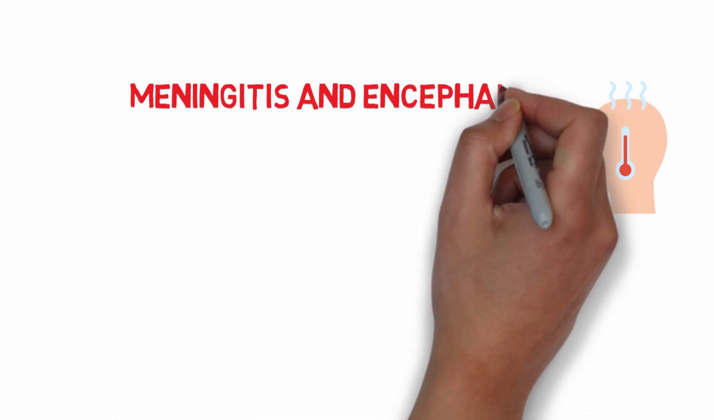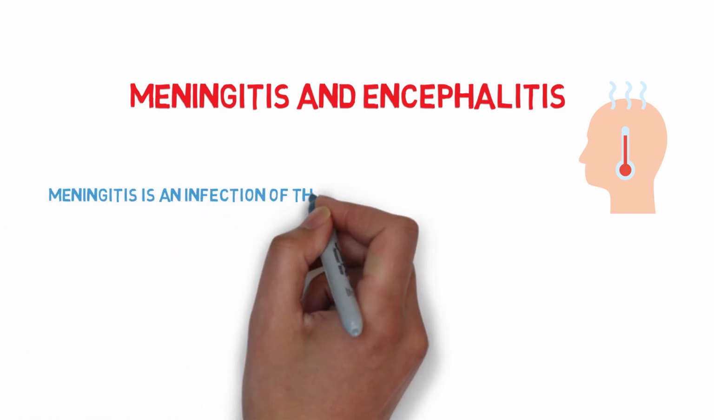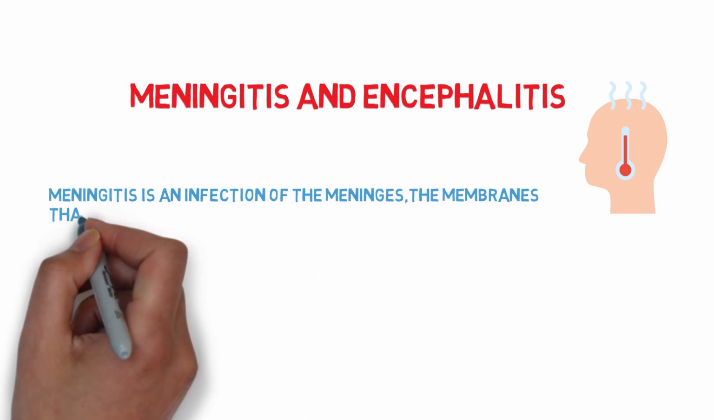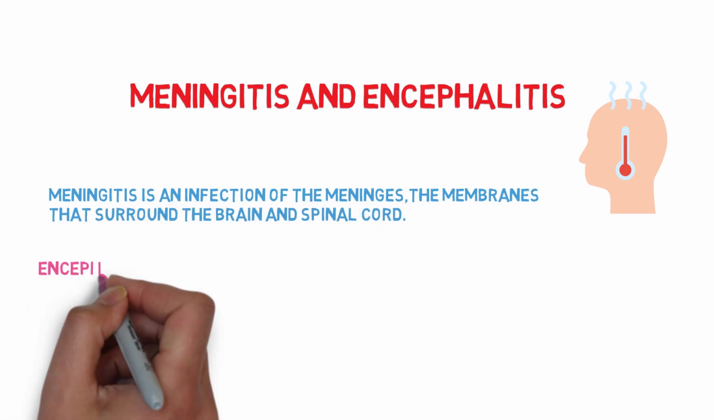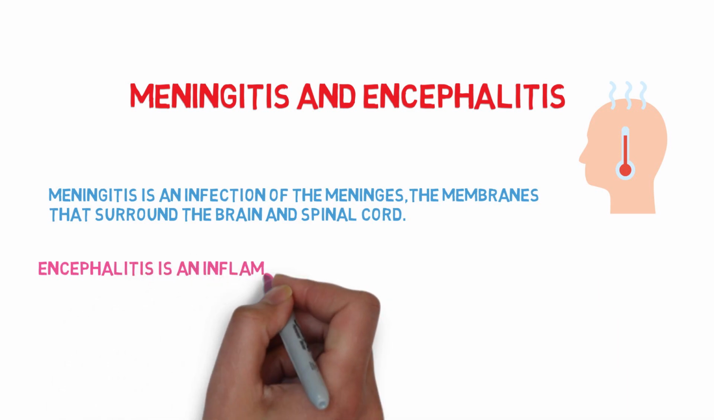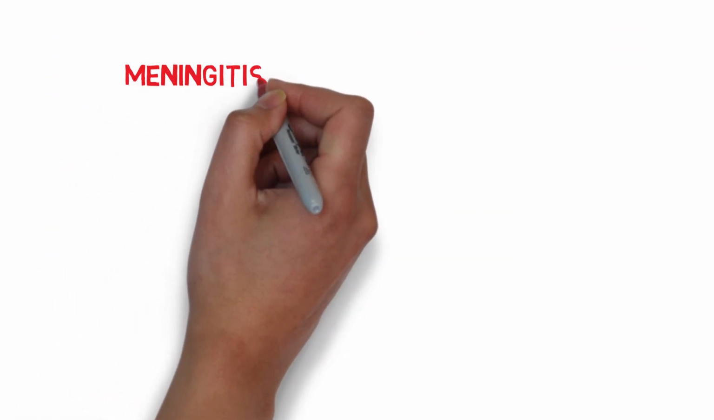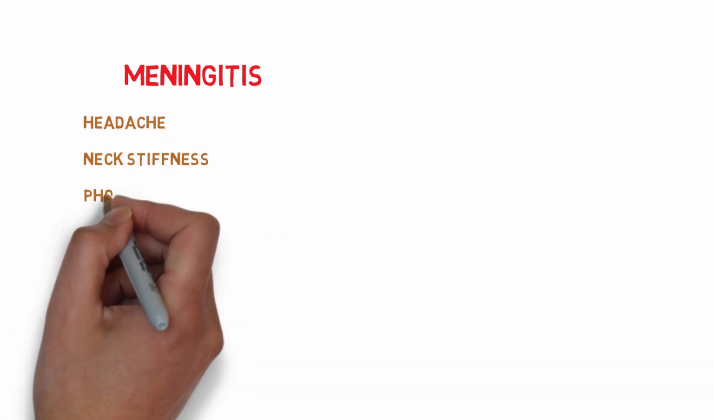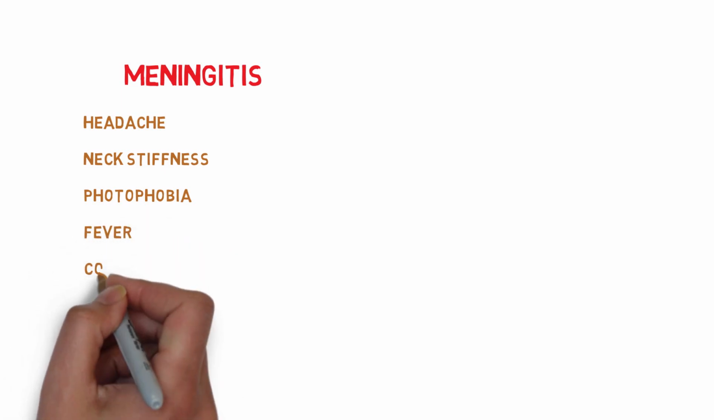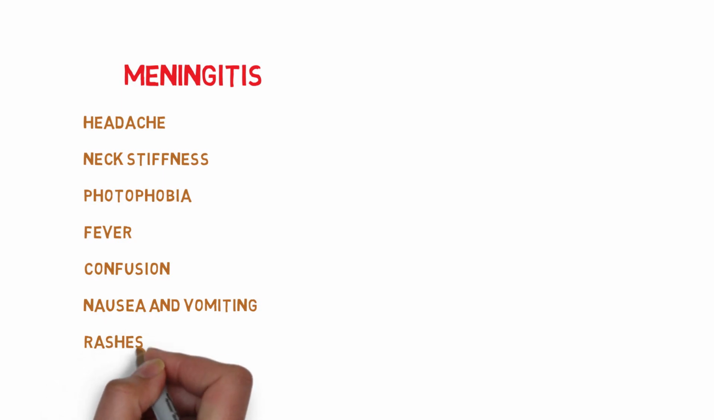Meningitis and encephalitis. Meningitis is an infection of the meninges, the membranes that surround the brain and spinal cord. Encephalitis is inflammation of the brain itself. Symptoms of meningitis are headache, neck stiffness, photophobia, fever, confusion, nausea and vomiting, rashes or spots.